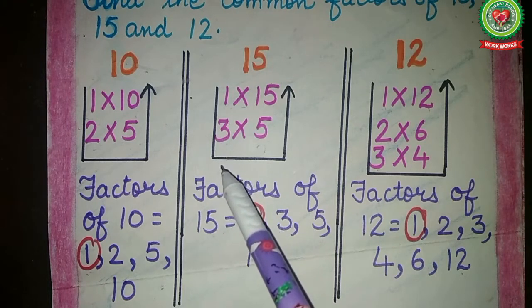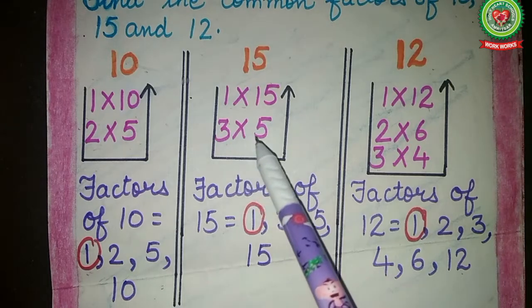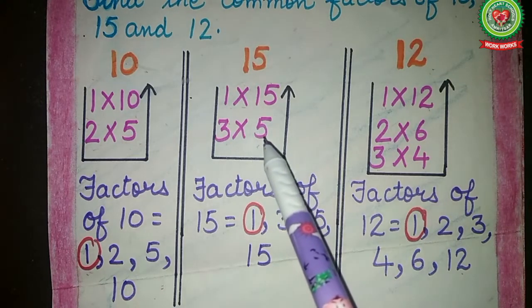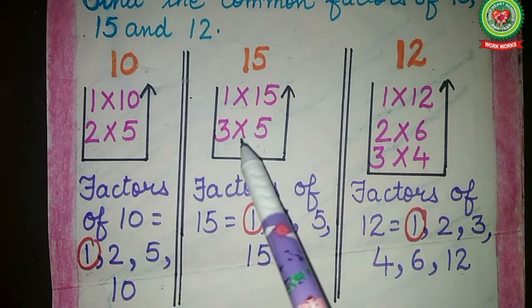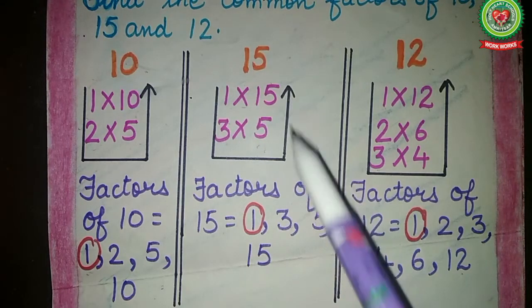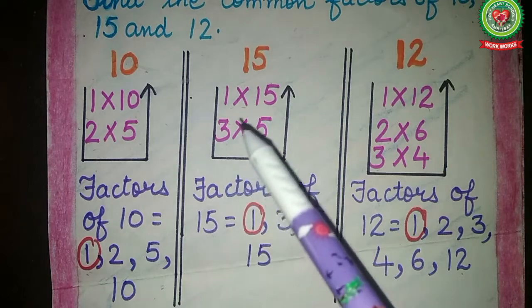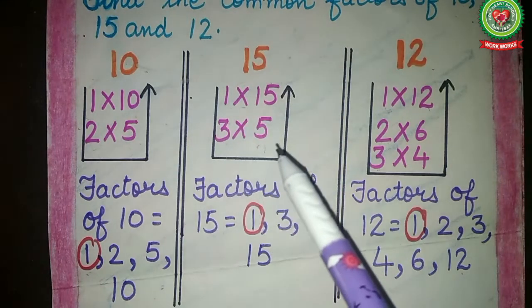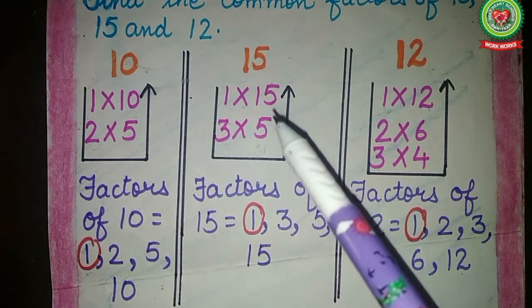After 4 table, turn off 5 table. On 5 table, 15 comes on 3. See, I have written 5 multiplied by 3. That means 5 threes are 15. Repetition is there. So, make U sign. So, factors of 15 are 1, 3, 5 and 15.